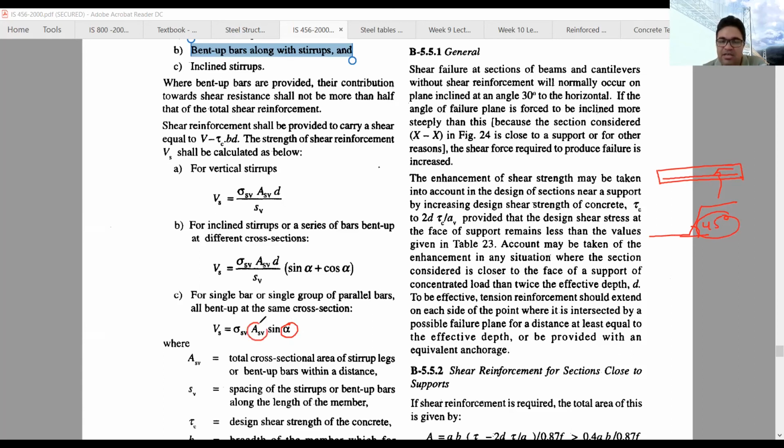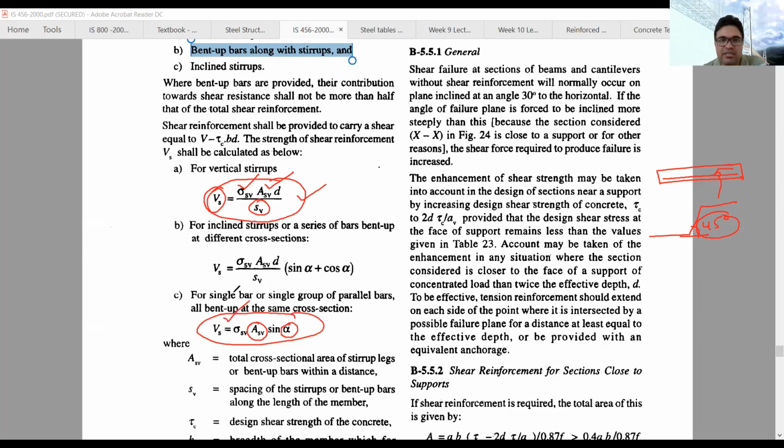ASV is again the area of cross section of the bent up bar. Sigma SV is the permissible stress in the bent up bar. And in this formula also, sigma SV is the permissible stress in stirrups. ASV is the effective cross sectional area of the legs, and D is the effective depth, and SV is the spacing of the stirrups. So this is the shear force resisted by the stirrups. This formula we will use to find out the spacing, and this formula we will use to find out the shear force resisted by the bent up bar.